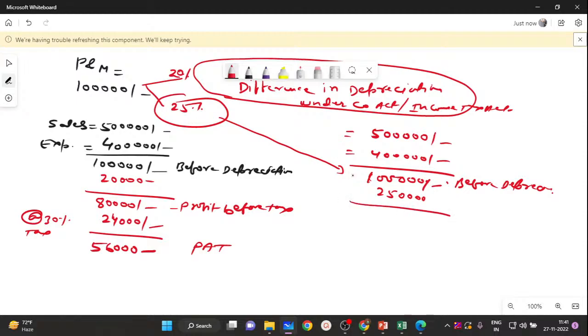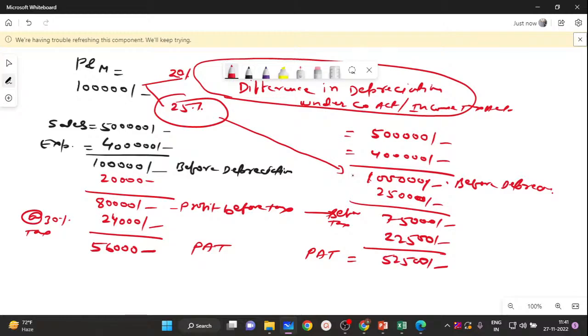So if the company is making 25,000 rupees as depreciation, then the profit before tax is how much? 75,000. Now the company has to pay 30% tax on 75,000. So how much does the company have to pay? 22,500 rupees tax. So the company will have profit after tax of how much? 52,500. Now you see, friends, from here up to this, hope everyone has understood.